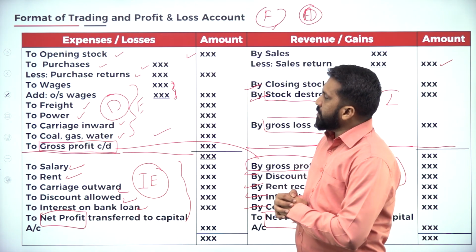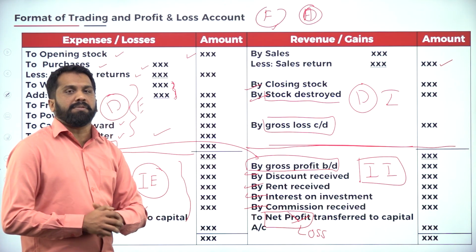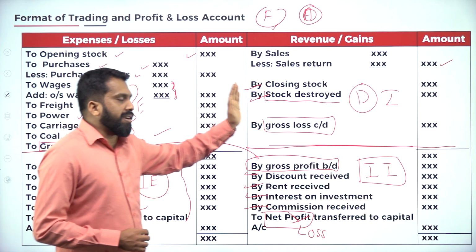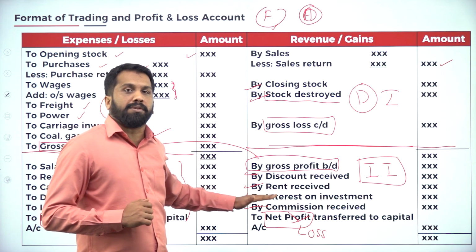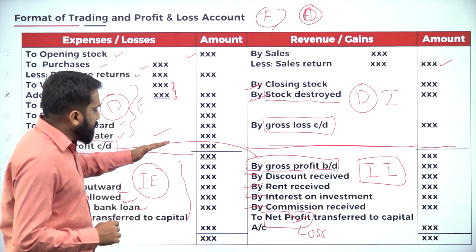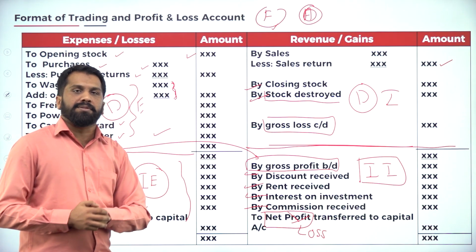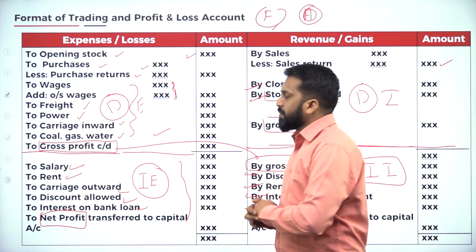Now, how to remember this? For remembering, I told you it is easy. Why? Because first you have to remember the trading debit side. Then you have to remember the trading credit side. If that is done, come to P&L. The P&L debit side you are supposed to remember. The P&L credit side you are supposed to remember. I'll go out of the screen. Please take a screenshot.